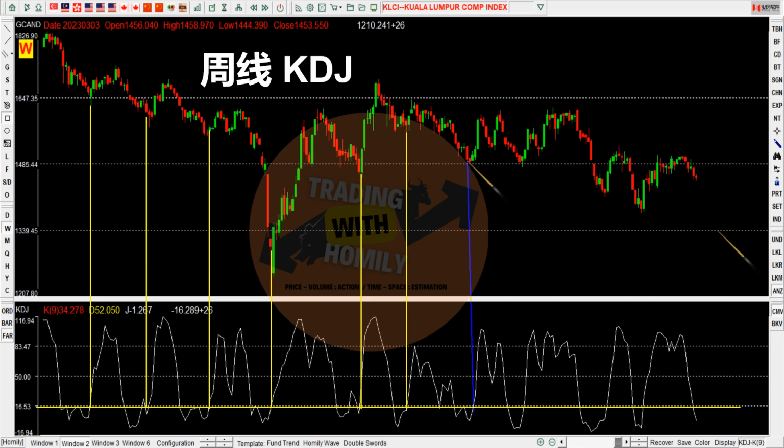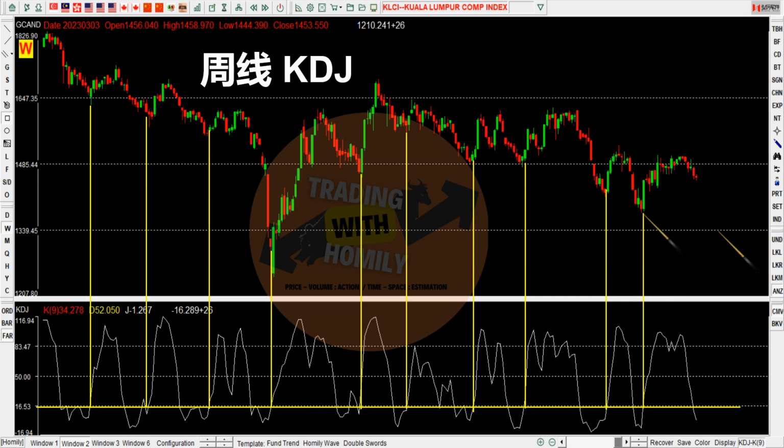Since 2018, I have used this method. So every time I can catch the bottom for the KLSE. So this time is also the same. How to find the bottom? Very easy. We just wait until the J line penetrates upward through this level, and that is a medium bottom.